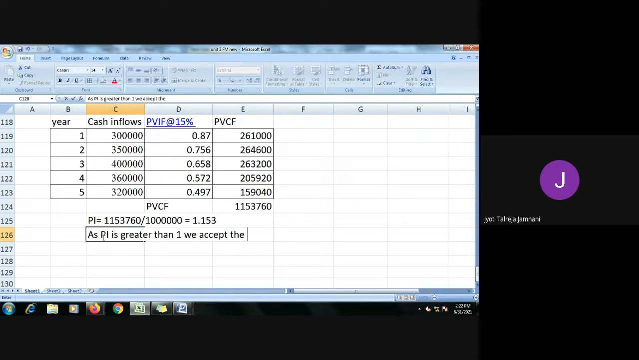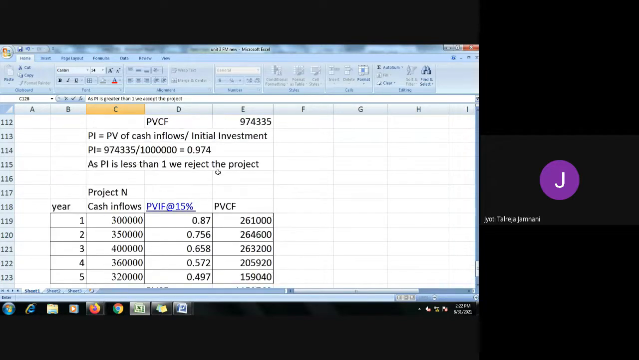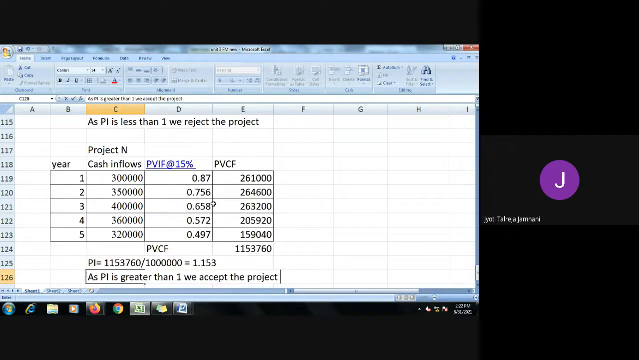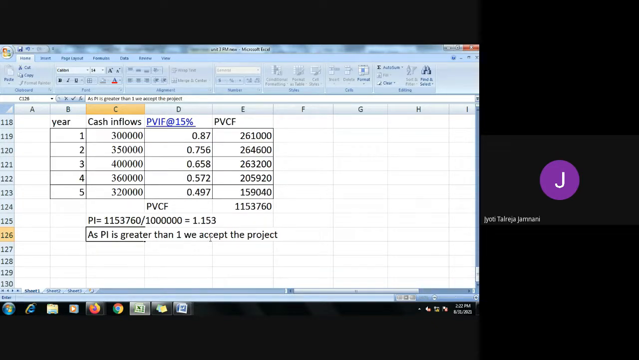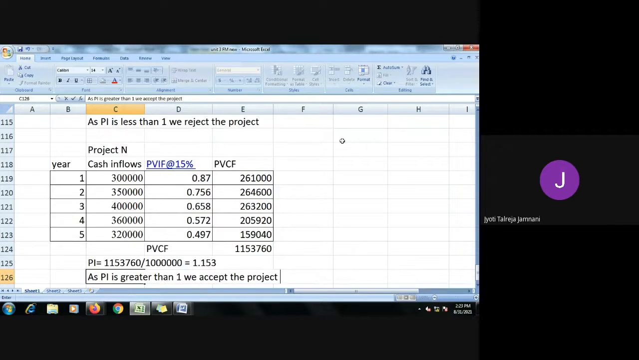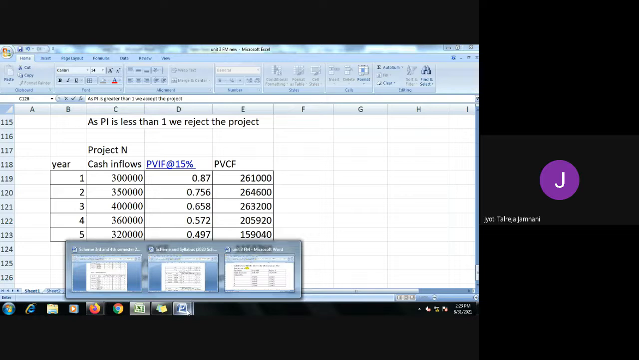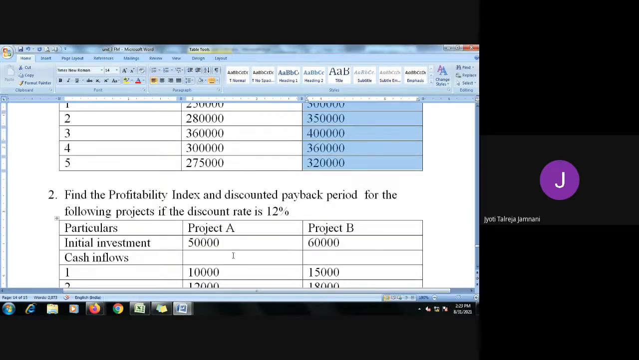So the first one, project M, we rejected because the profitability index was less than 1, it was 0.974. Whereas in the second case, we accepted because it is greater than 1, 1.153. So this is how we need to do the profitability index problems. Any doubts, anybody, in the first problem?